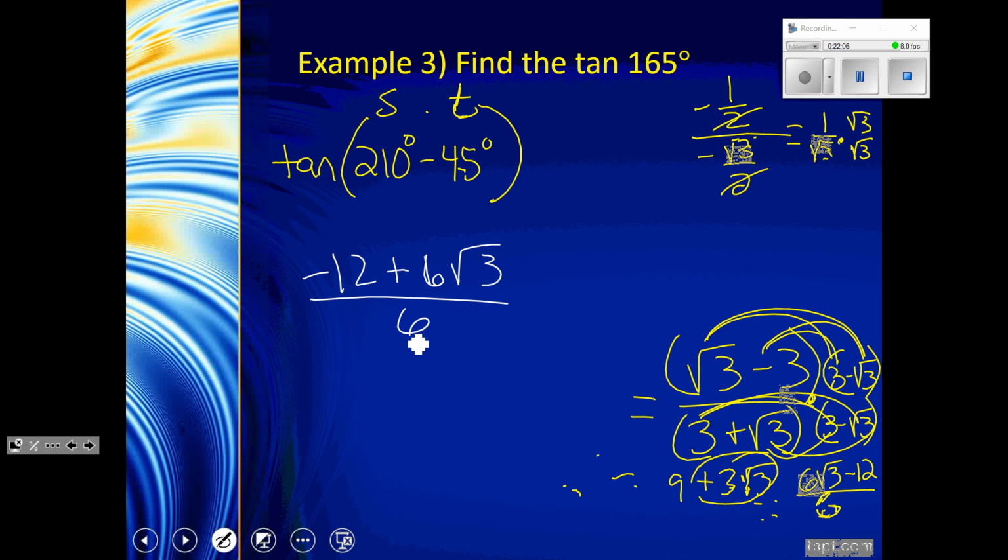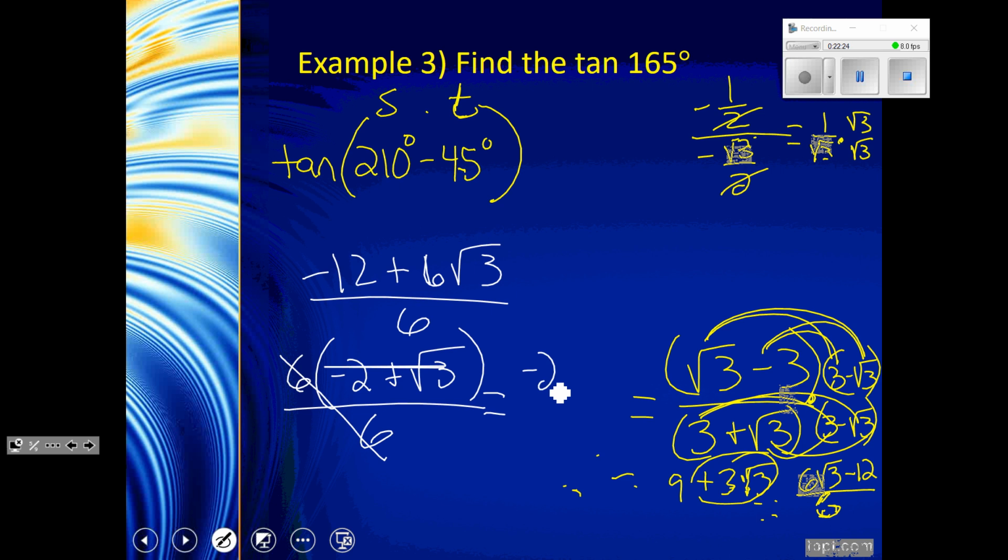All right, so what can factor out from up top? A 6. And when I take a 6 out, what would I be left with? Negative 2 plus square root of 3, all divided by 6. Those cancel, so your answer is negative 2 plus square root of 3.